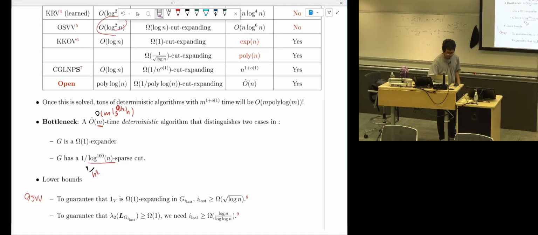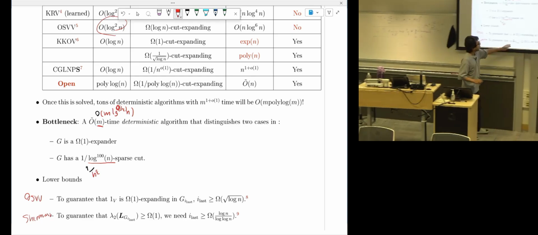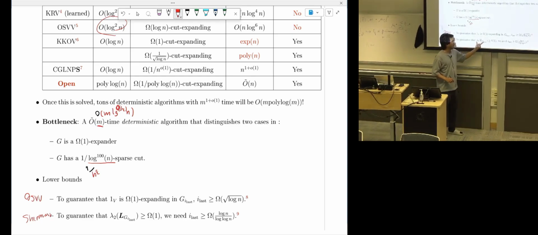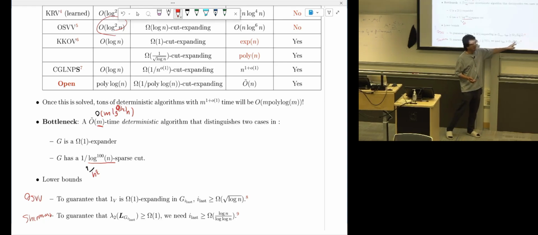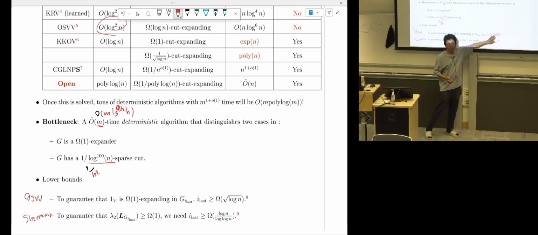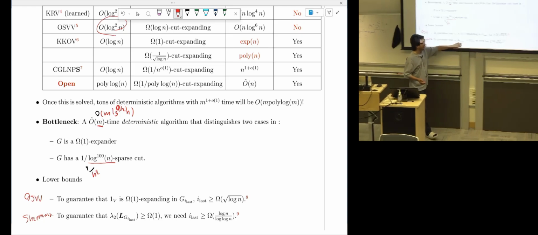There is another paper by Sherman, which talks about something else. This is about spectral expansion. I don't have time to talk about this, but if you are interested, you can have a look. Under some notion of expansion that is related to the eigenvalue of the graph, you need log n. So it kind of improves upon this. But I cannot talk about this right now.